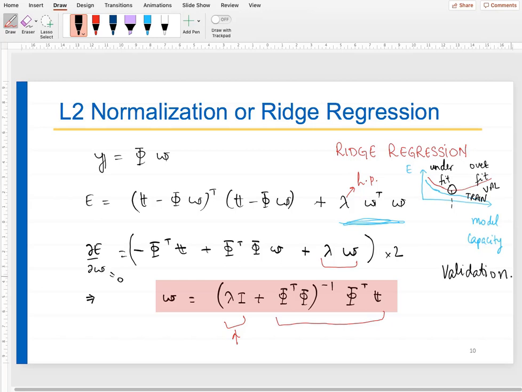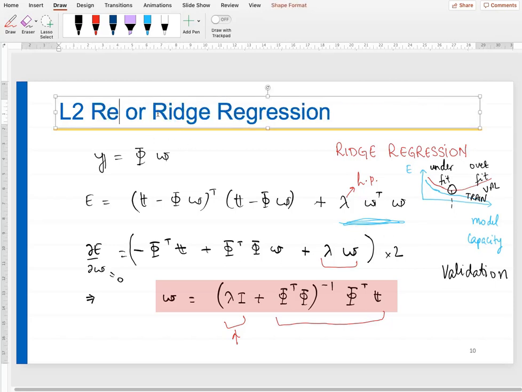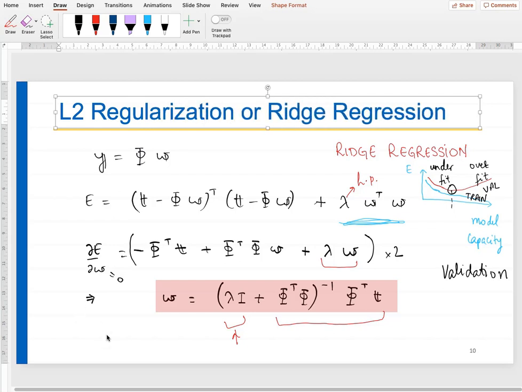Okay. So this is a method which we are just seeing on the screen here. This is called ridge regression. Whenever we use W square, it is called L2 regularization. Regularization means you are putting some constraints on your weights so that the model becomes better. That is called regularization. So it is L2 regularization or ridge regression.